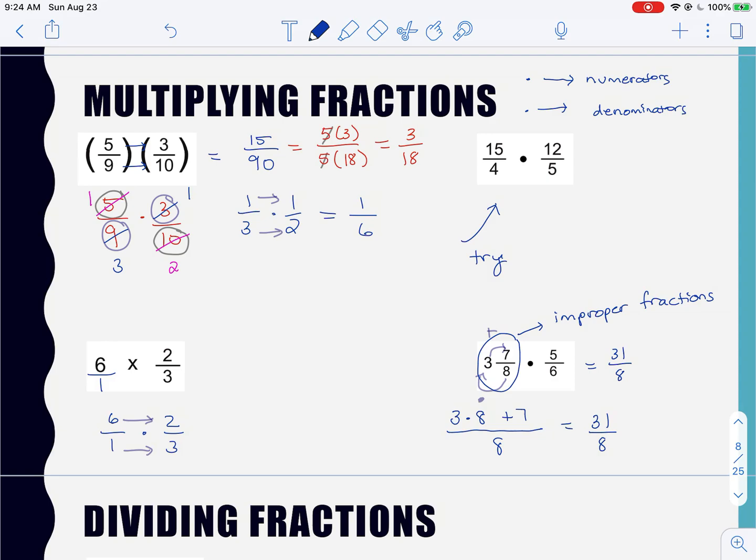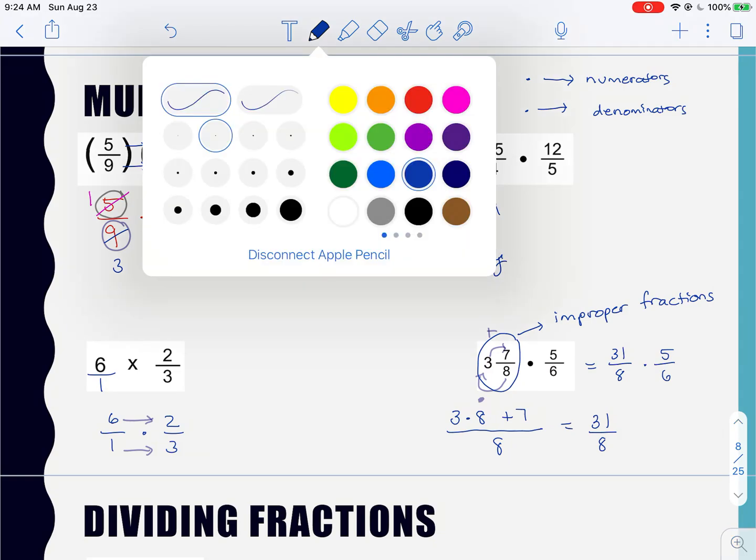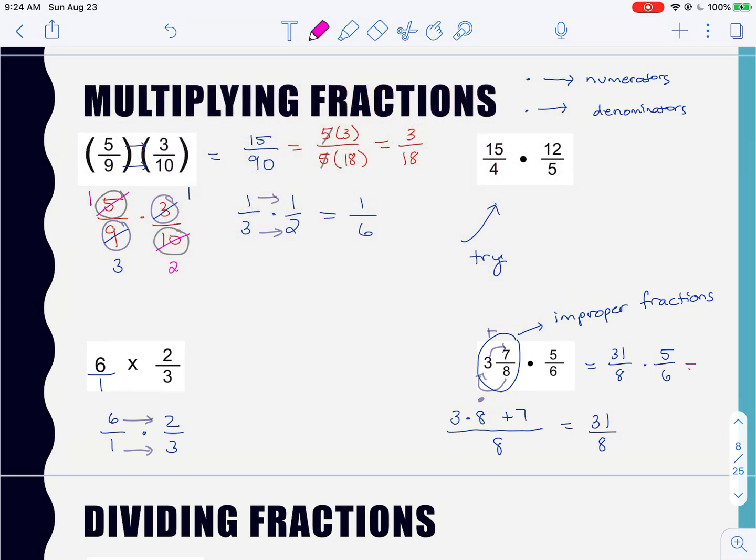So this problem is 31/8 times 5/6. And neither the numerator nor the denominators can simplify with each other or reduce with each other. So we're going to end up with 31 times 5, which is 155. So we have 155 over 48. And I'm okay with you guys leaving it as an improper fraction.